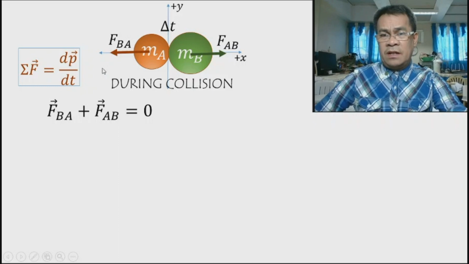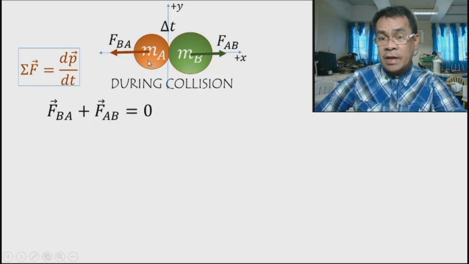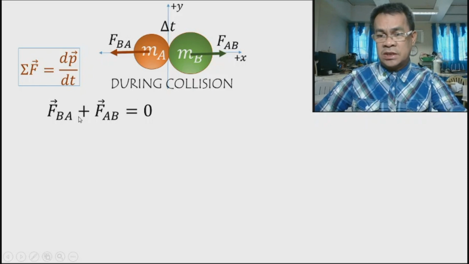Now take note that this is going to the right, so it is positive, and this is going to the left, so therefore this must be negative. So if you sum up these two, it must be 0. Now take note that the force that B exerts on A can be replaced in terms of momentum. So therefore, the force that B exerts on A should be what? The change in momentum of mass A with respect to time. While this one, the force that A exerts on B, should be the change in momentum of the object B with respect to time. So let's substitute the values.